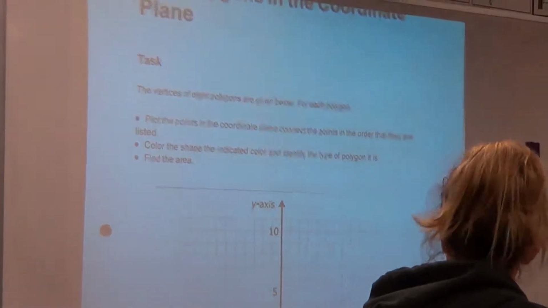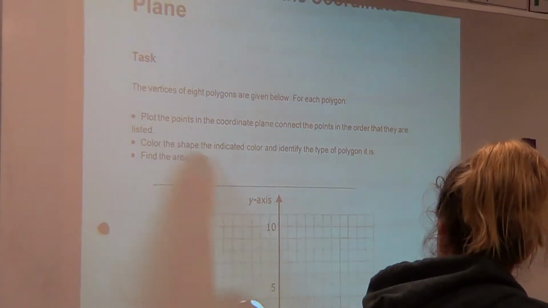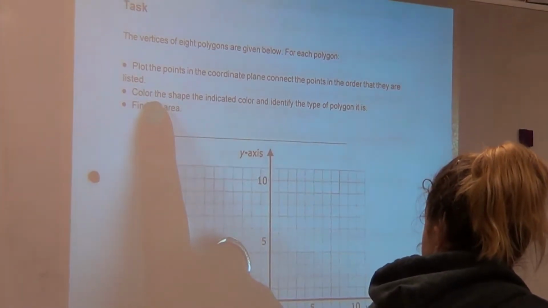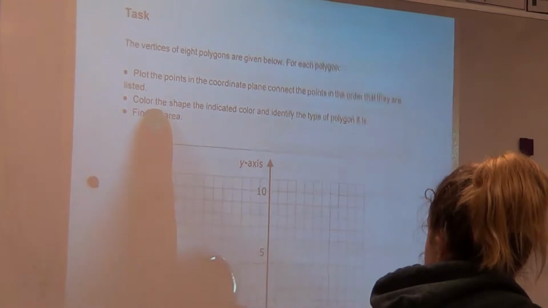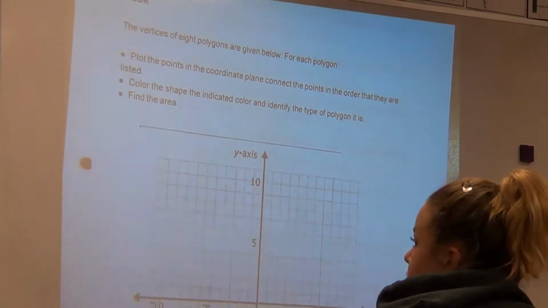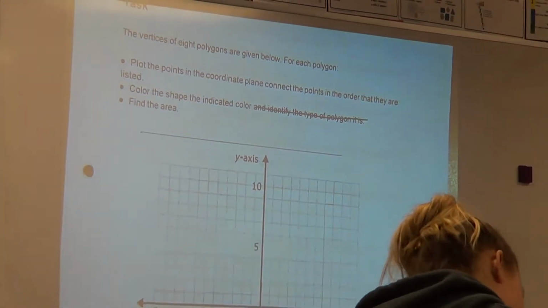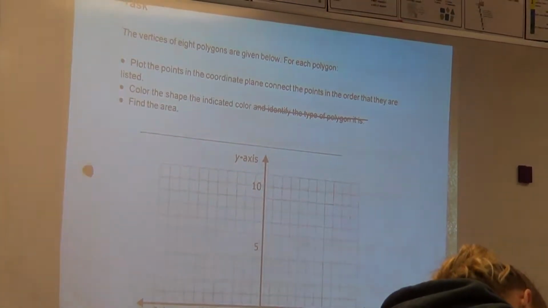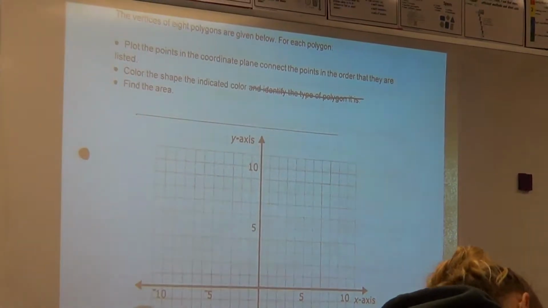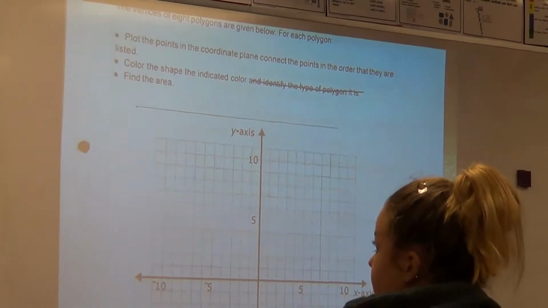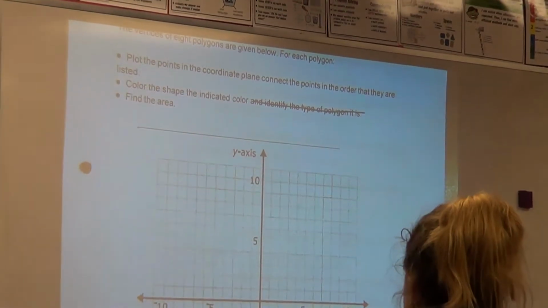After you have done that, you can color in. If you have marker or crayon, I would suggest probably not, because then you're not going to be able to write on it. I would like you to cross out, identify the type of polygon. We're not going to do that part. After you have those 8 shapes graphed using the correct colors, the last piece says to find the area.